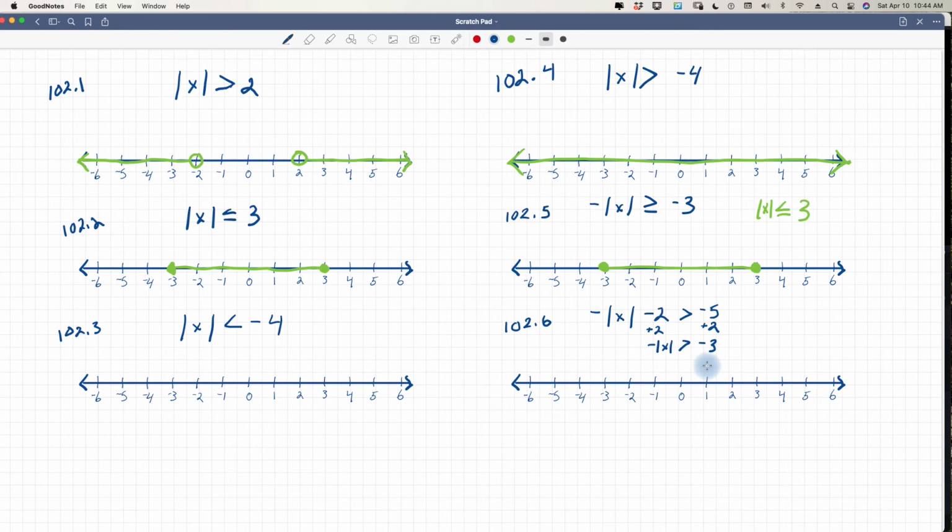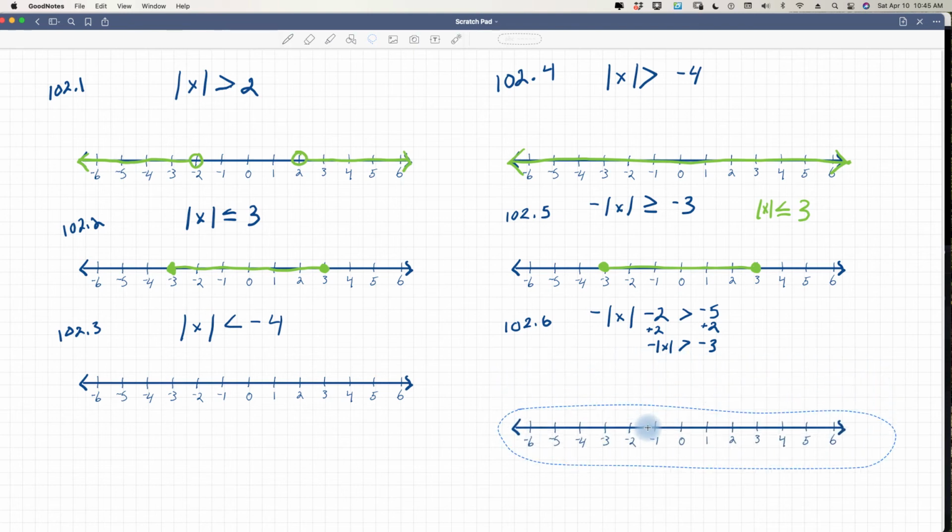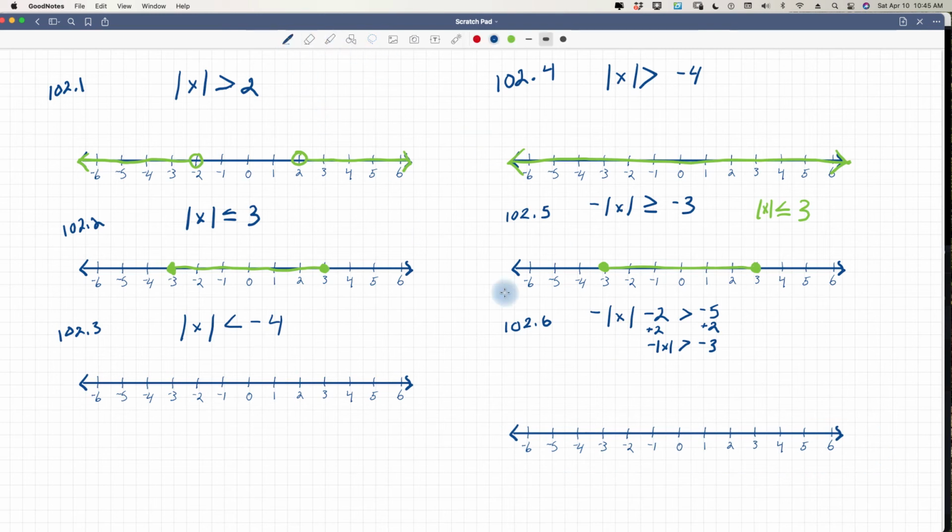You see that? Now we're going to multiply by a negative 1 to give us, I'm going to move this down to give us more room. There we go. That gives us more room just a little bit. All right, now we're going to multiply by a negative 1 so that we can get rid of the negative on our absolute value. We don't like that. So when we multiply or divide by negative 1, we flip the inequality. So we end up with the absolute value of x is less than 3.